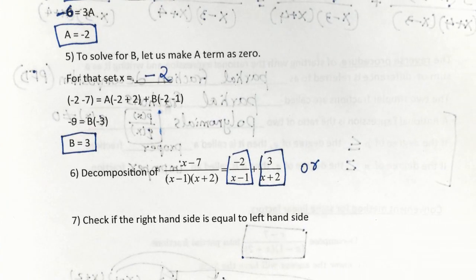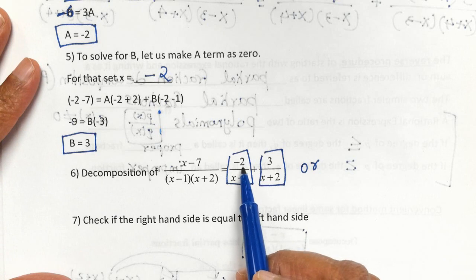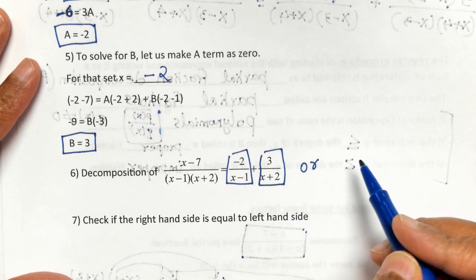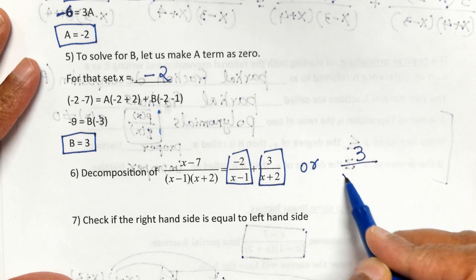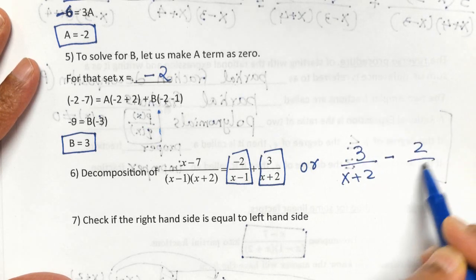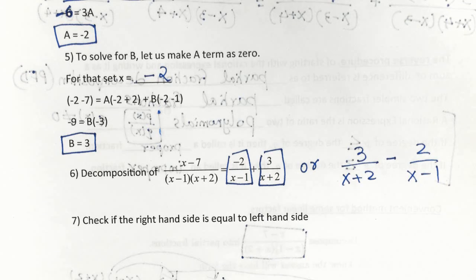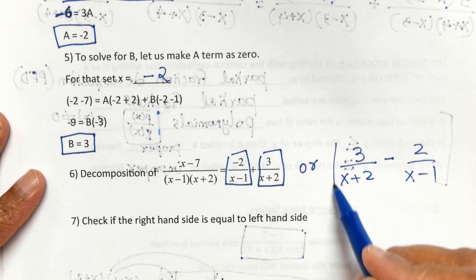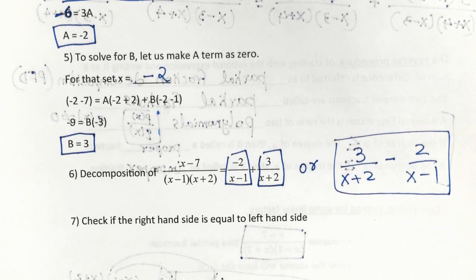Is everybody okay? Or I can also rewrite this as how? If I always want to keep my positive in the front, this can be rewritten as 3 over x plus 2 minus 2 over x minus 1. So both of them are valid. We start with plus, but one of them could be negative, both could be negative, and so on. So it could be this, or it could be this. But basically the partial fractions are 3 over x plus 2 and negative 2 over x minus 1.